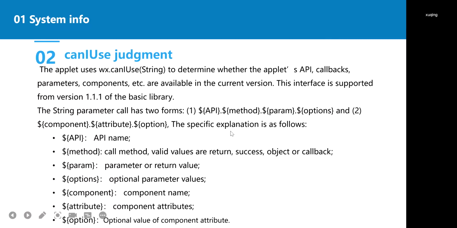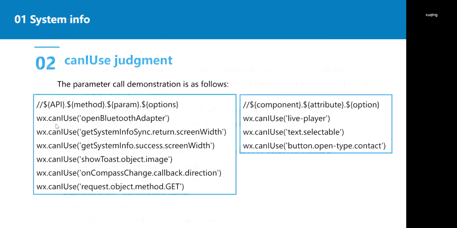Oh yeah, you see here we have the explanation for each form: API name, call method, valid values are return, success, object or callback, parameter or return values. We have the optional parameter values, component name, component attribute, and optional value of component attribute. Yeah, you see, we have a demonstration of the parameter call like this. We can use this wx.canIUse function with these examples. Here is the form with API method parameter options. Here is with component attribute option.